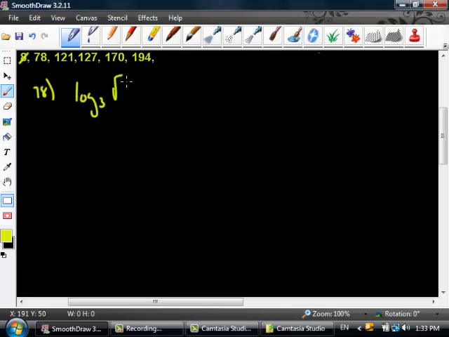Log base 3 of rad 9. Guys, what is the square root of 9? 3. So that is log base 3 of 3. When we have the same log and the base and the answer are the same, what's the answer? 1. That's 78.